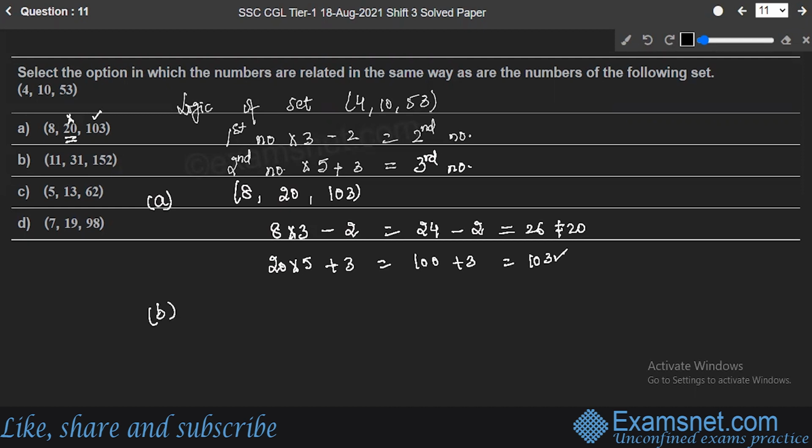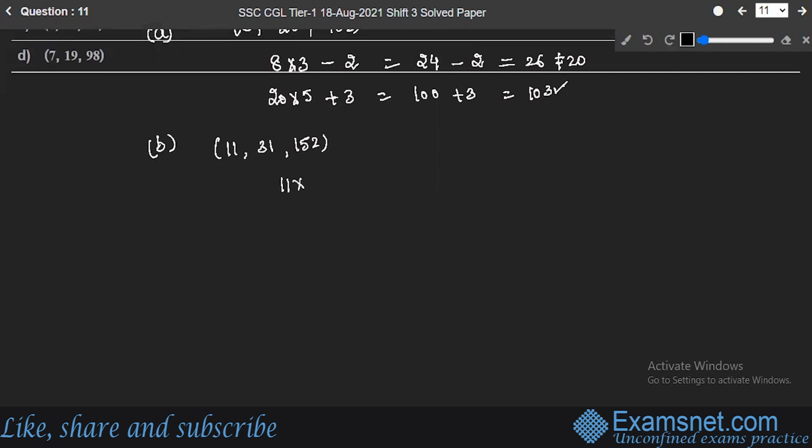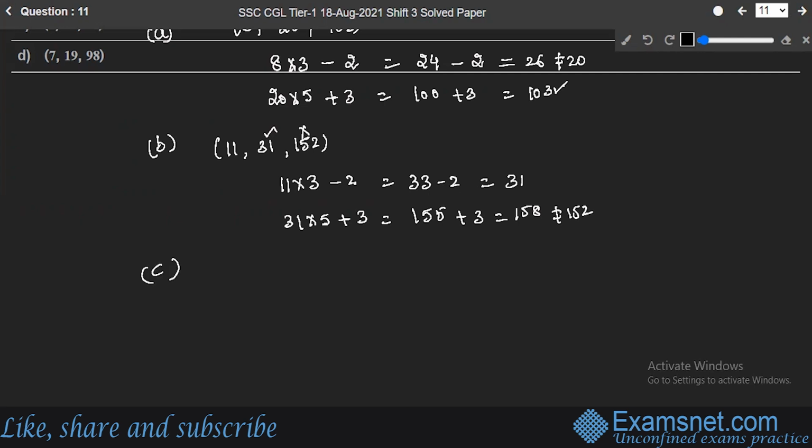Let's try option B now, which is 11, 31, 152. The first number, 11, multiplied by 3 minus 2 is 33 minus 2, which is equal to 31. This is correct. 31 multiplied by 5 plus 3 gives you 155 plus 3, which is equal to 158. This is incorrect because over here we have 152. So this is incorrect.